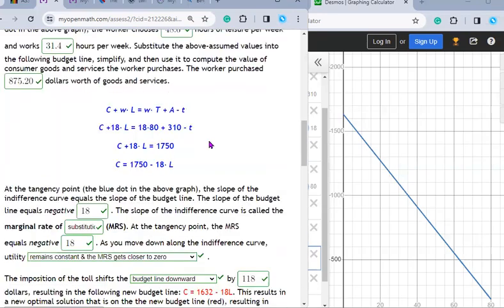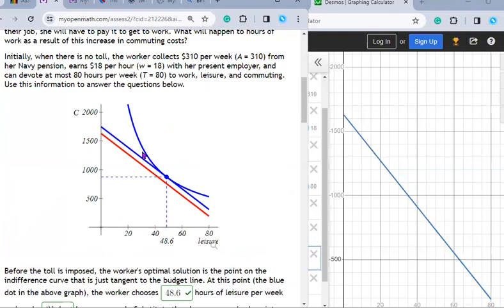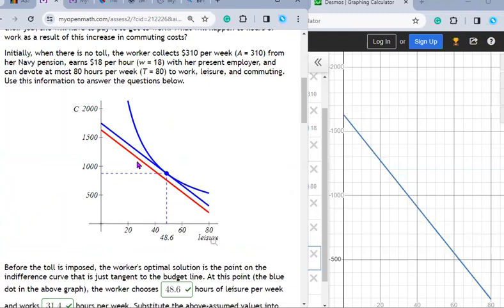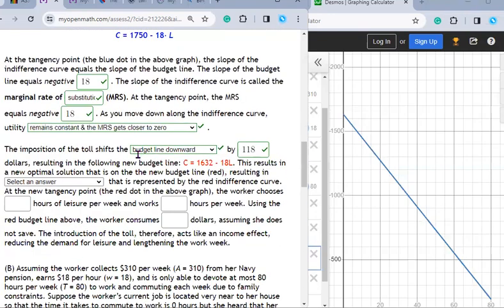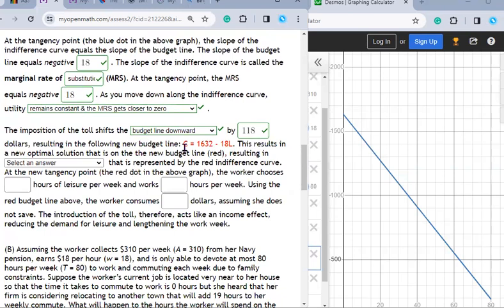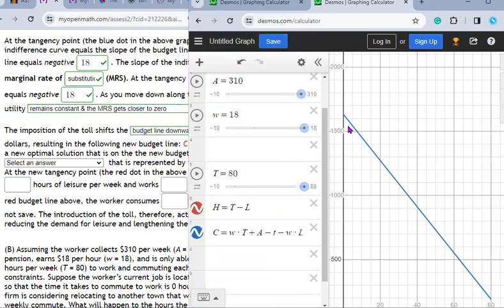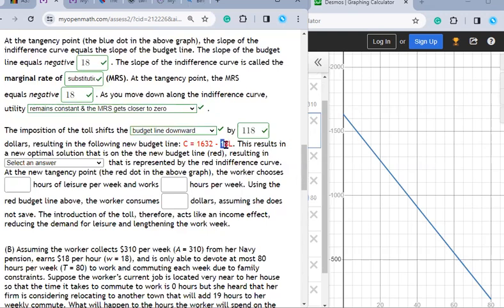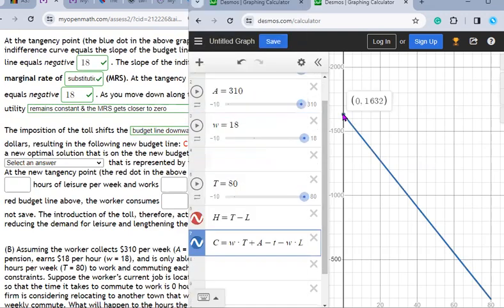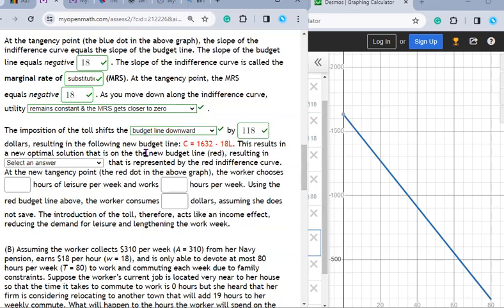And the toll is 118. So you can see that here, the budget line shifts inward by the amount of the toll, right? Downward by the amount of the toll. Resulting in this new budget line, right? This new budget line. So the new intercept is 1632. We can verify that by clicking right here, right? So the new intercept is in fact 1632. The slope is still 18. We haven't changed the slope, right? But the intercept is 1632. This results in a new optimal solution.